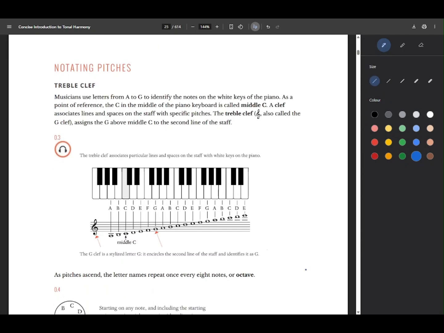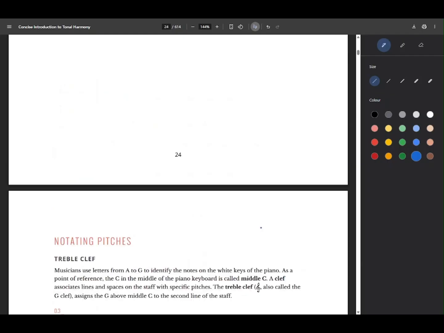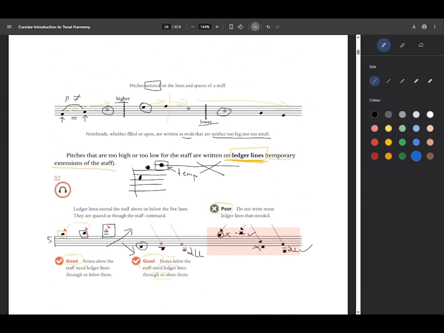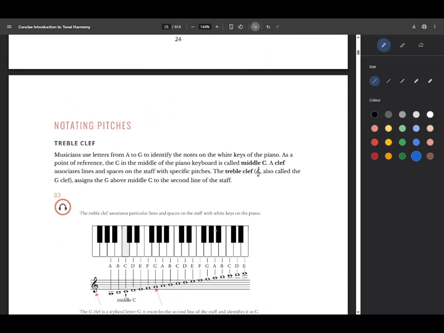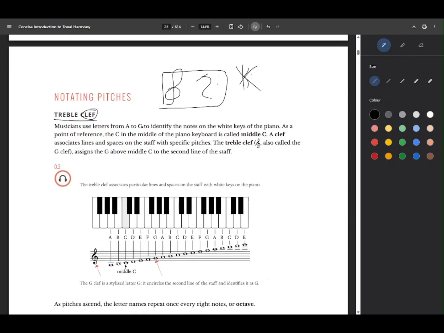That will help. So hope you got your notes down for our ledger lines. We're going to move on to our clefs now. We're going to start with the treble clef. Clefs, as we talked about before, we'll be looking at these funky shapes here, along with an even funkier shape. These two are our principal clefs.